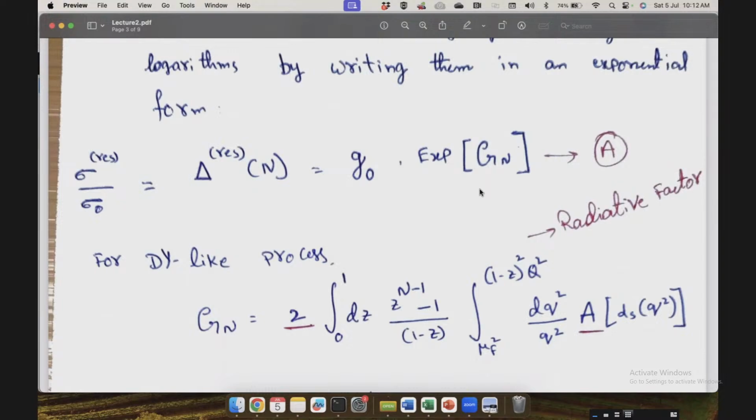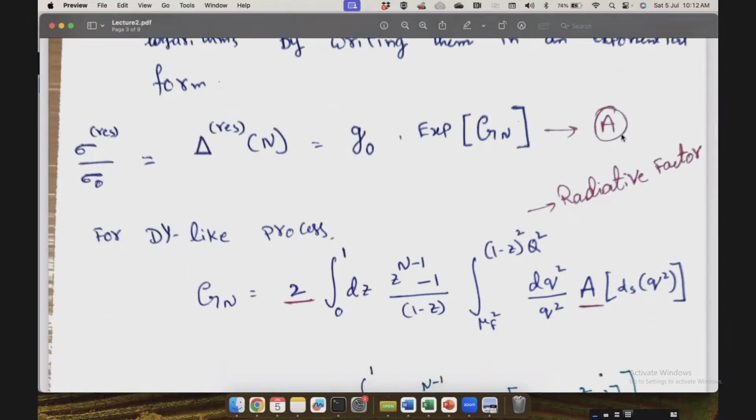Or you can take some mixture of these two things, one colored particle in the initial state and one colored particle in the final state, like in the case of deep inelastic scattering. Then the G_N form, the structure, will be different. But overall, in all the cases, the G_0 times exponential G_N will always be the same.